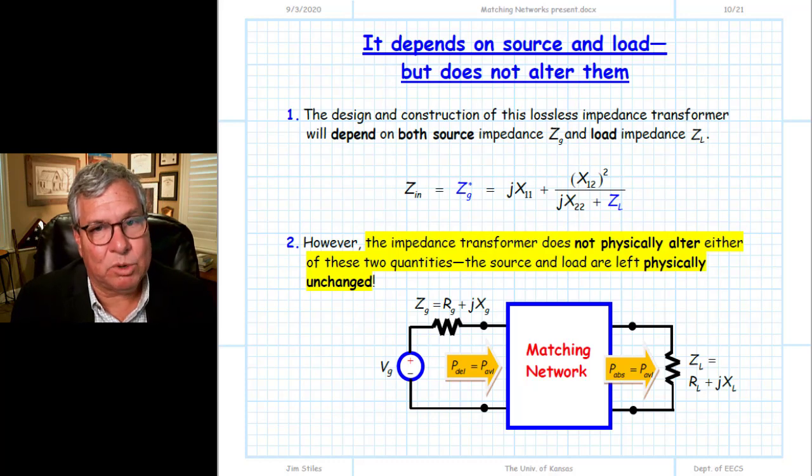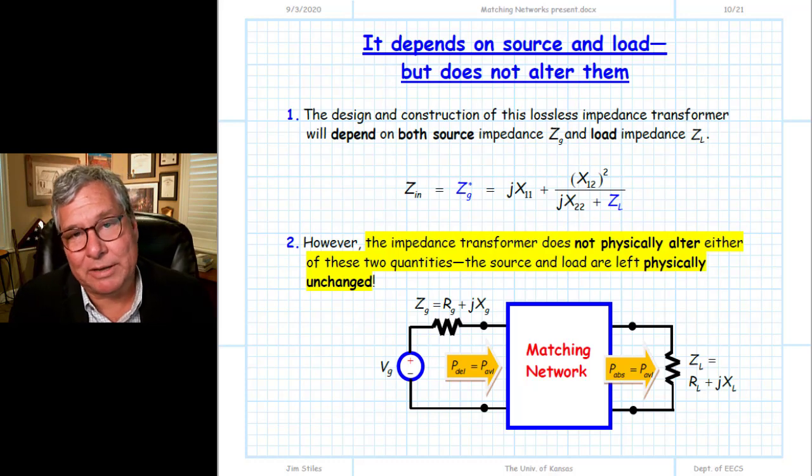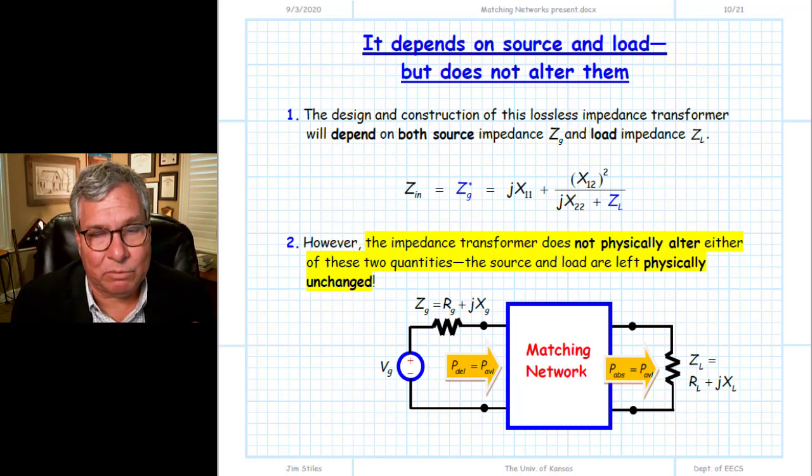But that's not how it works. Matching networks are not plug and play. They are designed for a specific load and a specific source. And if you put that matching network between a source or load that it's not designed for, then you will not get a conjugate match. It's designed for one situation, and you must use it in that situation if you want all the available power of a source to be absorbed by the load.